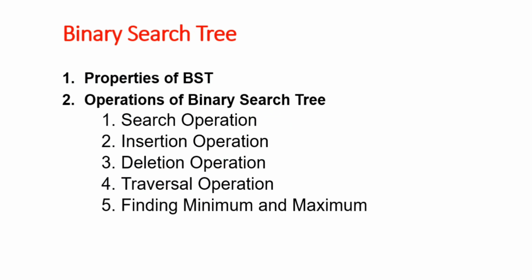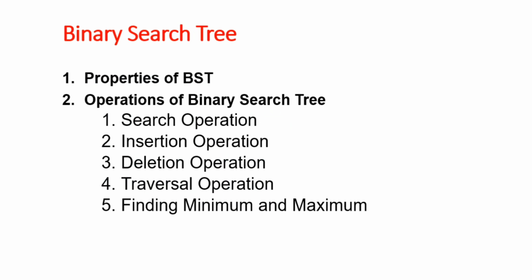Search tree operations. First, we need to know what the properties of a binary search tree are. The first property is that the left subtree of a node contains only nodes with keys lesser than the node's key. Next, the right subtree of a node contains only nodes with keys greater than the node's key. This is the second property. And the third property is that the left and right subtrees must each also be a binary search tree.